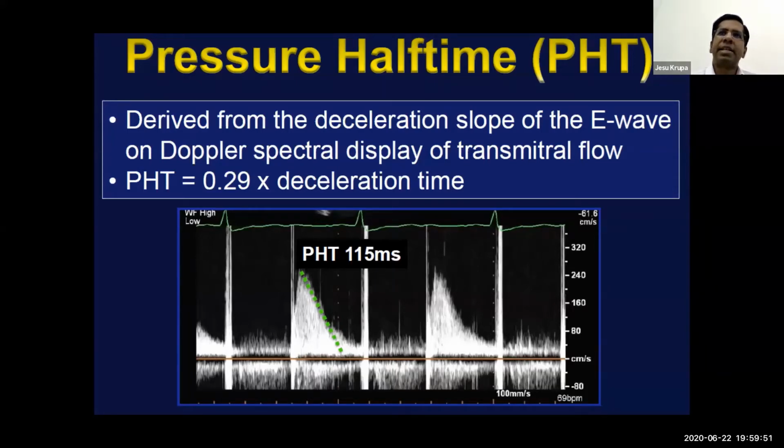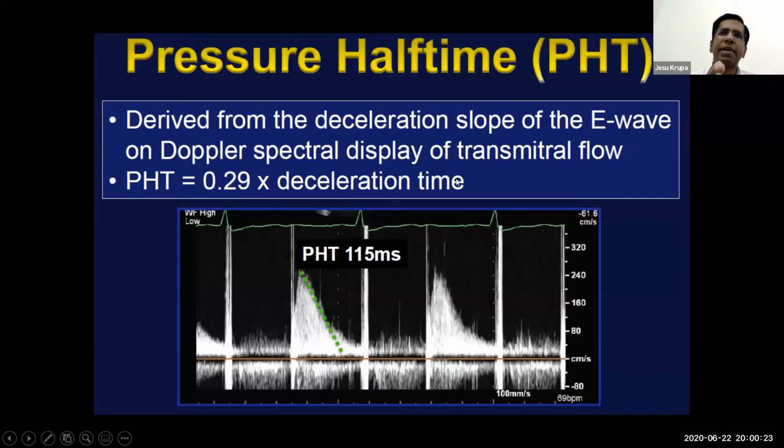When we look at native valves, it's a little different. We would like to do a direct planimetry by whatever means, by 2D, 3D, whatever is available, and then we say that that would reflect the valve area to the best possible extent. Of course, we rely on pressure half time even in native valves, but when we have a good planimetry, that is what we go by. Whereas here, for prosthetic valves, the pressure half time plays a huge role, and that is something to bear in mind.